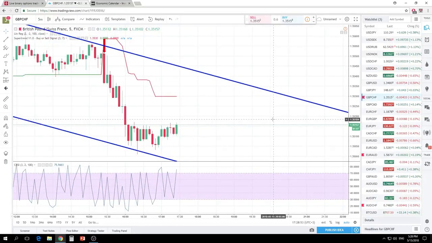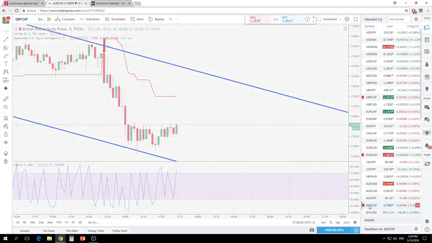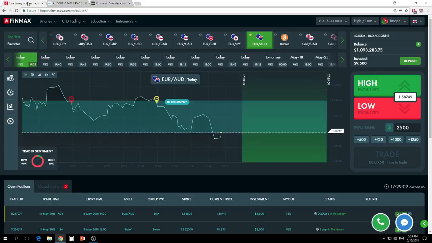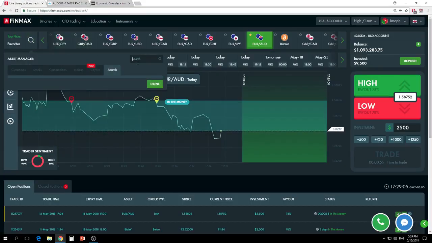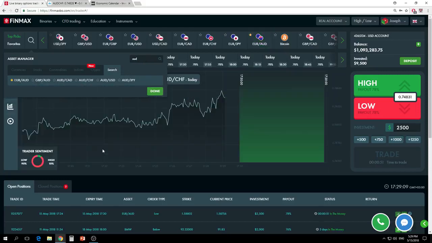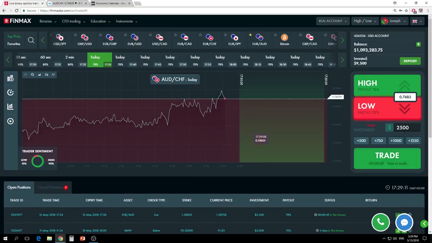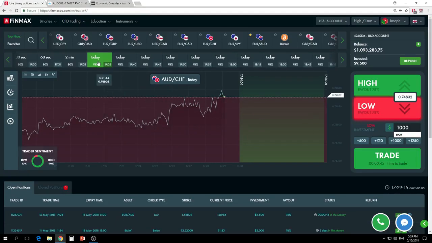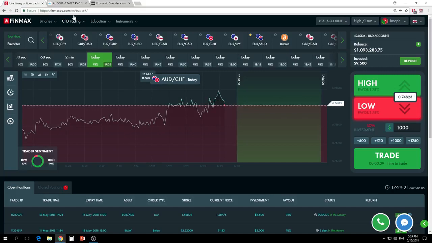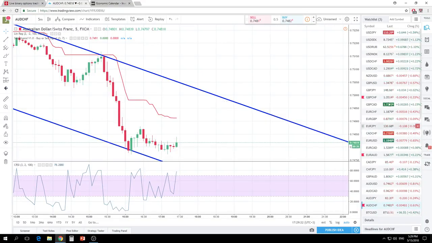There are really equal opportunities on GBP Swiss franc and Australian dollar Swiss franc. Let's trade on Australian dollar Swiss franc. We can be trading low on it and get back the investment amount to initial one, and don't forget to put your trade on 5-minute expiry time, Australian dollar and Swiss franc.